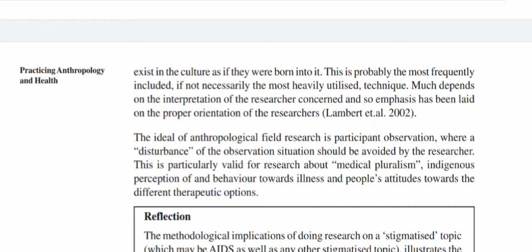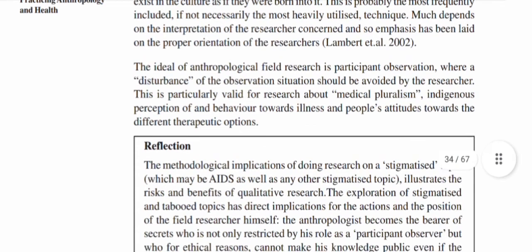2002: The ideal of anthropological field research is participant observation, where a disturbance of the observation situation should be avoided by the researcher. This is particularly valid for research about medical pluralism, indigenous perception of and behavior towards illness, and people's attitude towards the different therapeutic options.